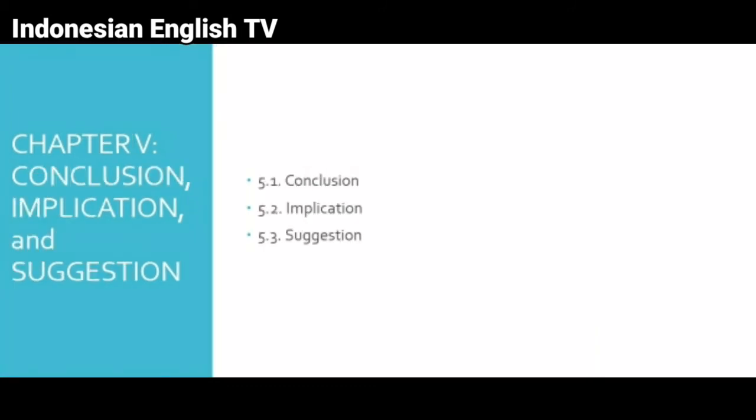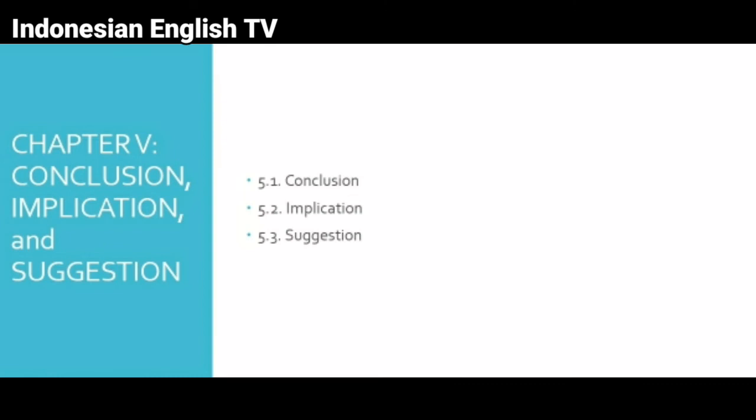And then the last, chapter 5, conclusion, implication, and suggestions. So 5.1, you got to write the conclusion of your classroom action research. Of course, the conclusion you make to minimize the sentence, but of course this is like the head of your thesis, the conclusion, to summarize.